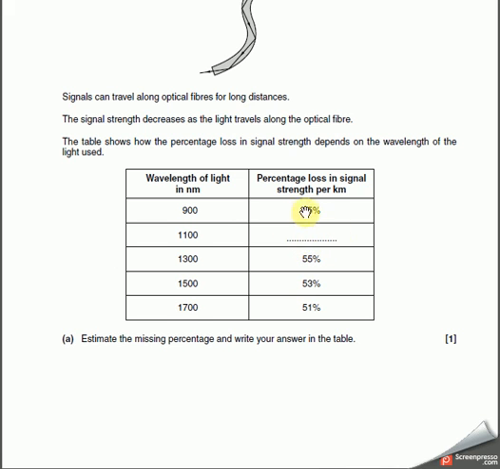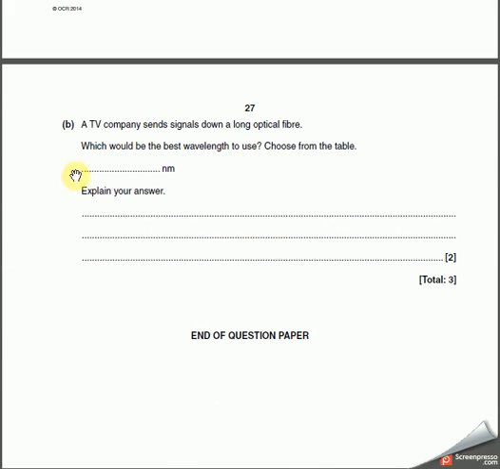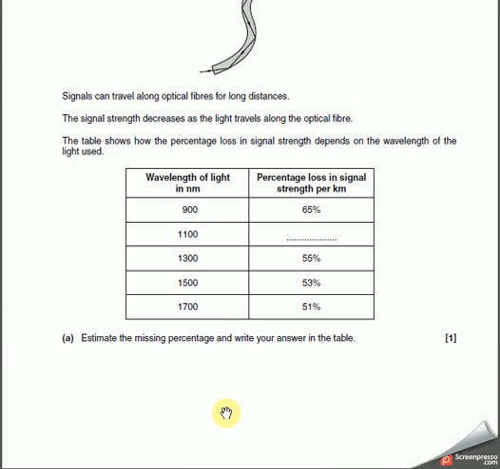So it can't be too close to either of these numbers. It's got to be somewhere in the middle. So 60 is bang on in the middle, isn't it? Yeah. Okay, moving on. Right, towards the end of the paper now. A TV company sends a signal down an optical fibre. Which would be the best wavelength to use? Choose from the table.